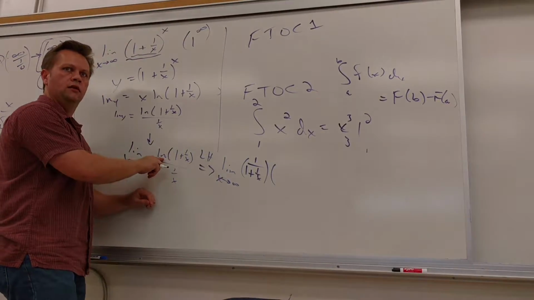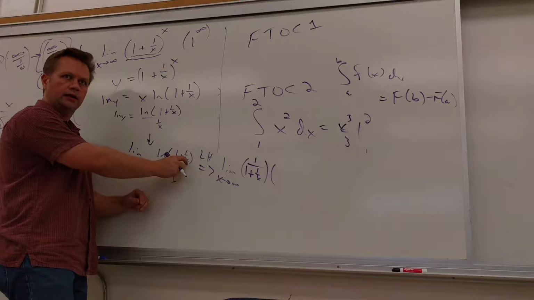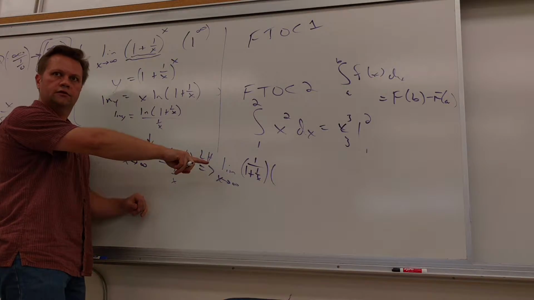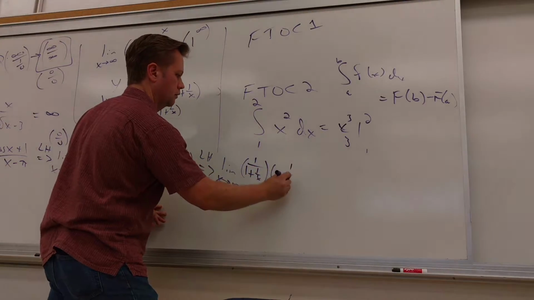The derivative of ln is 1 over the thing inside. The chain rule says the thing inside gets a turn too. So I already did ln's derivative. That's what ln's derivative is. What's the derivative of this? Beautiful.